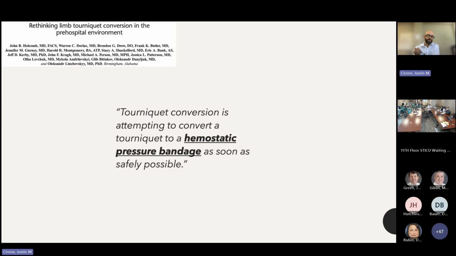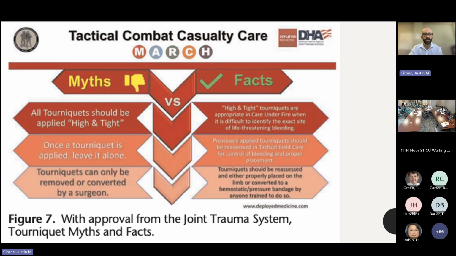If you can get a pressure dressing on a wound, then around the wound, you will still get perfusion to your distal extremity, and maybe it's a venous injury that will stop with a pressure dressing, and you no longer risk ischemia of the limb and all of its associated morbidity. This year they put together, I thought it was fantastic, again going off of and working with the Joint Trauma System for the Tactical Combat Casualty Care, myths and facts.